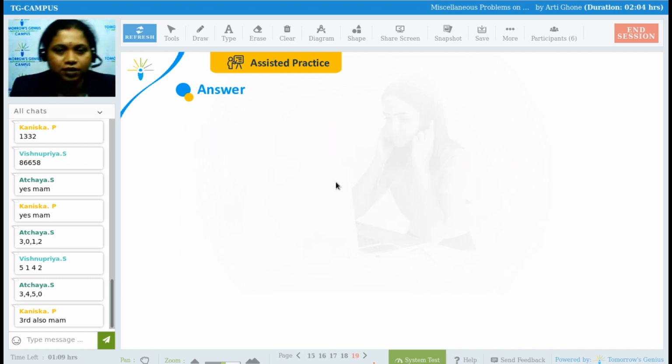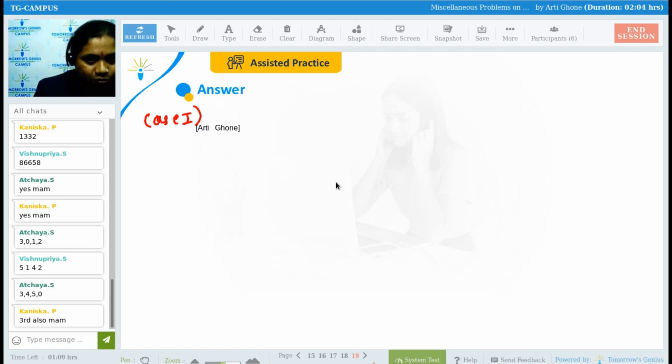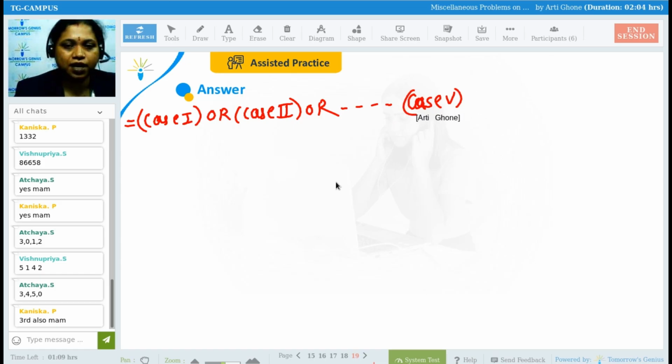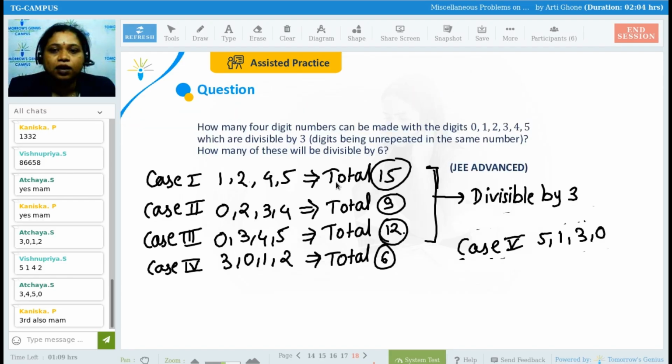Now, either case 1 will occur. See how we are going to answer. Total number of cases: either case 1 will occur or case 2 will occur or case 3 will occur or case 5. Whatever our final solution is, that is connected by the connective 'or', so we are going to add the number of ways. This is clear? Case 1 or case 2 or case 3.